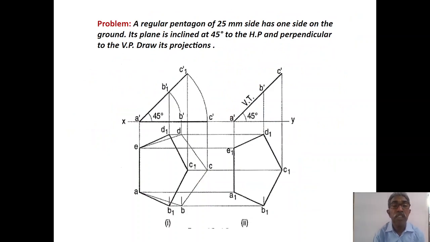Take a problem. A regular pentagon of 25 mm side has one side on the ground. The ground means the horizontal plane. Its plane is inclined 45 degrees to the horizontal plane and perpendicular to the vertical plane. Draw its projections. To solve this problem, you first search for the surface inclination, the surface to which the plane is inclined. Here the surface is inclined at 45 degrees to the horizontal plane. So this is very useful data to solve the problem of the plane.